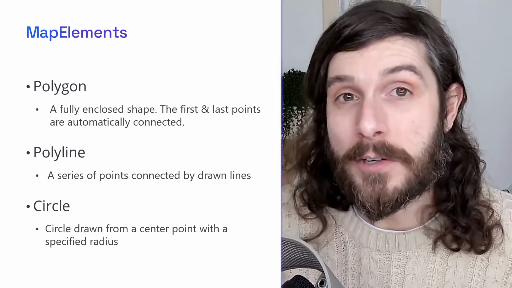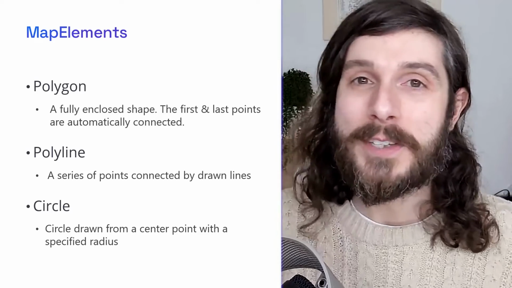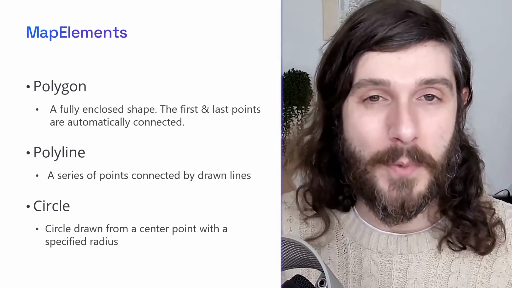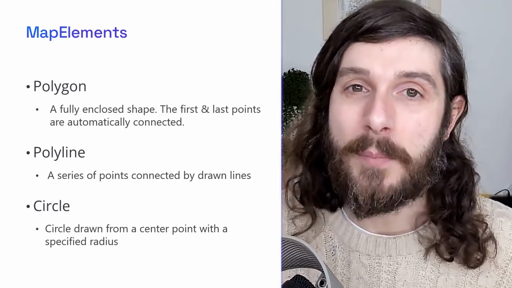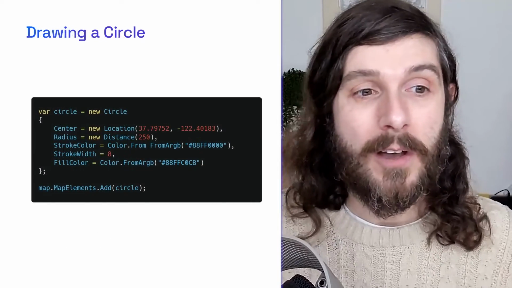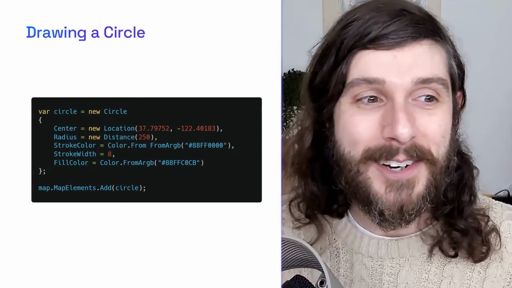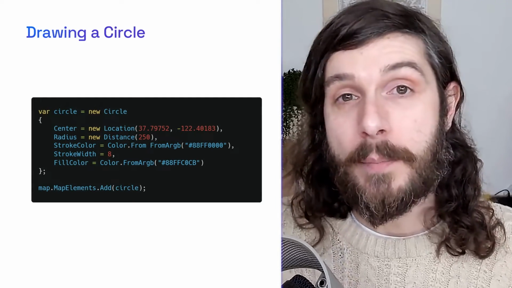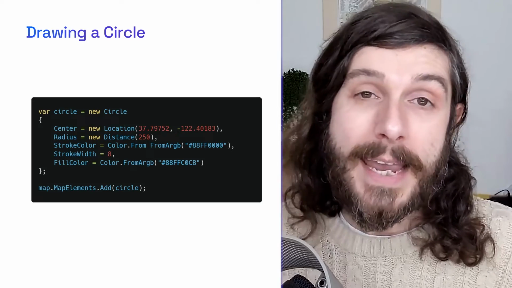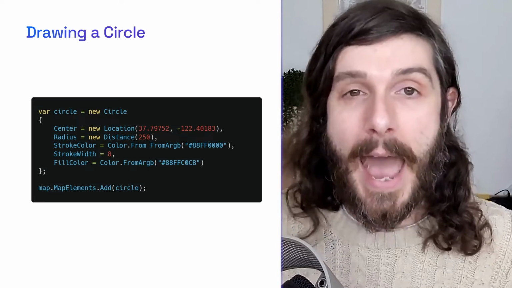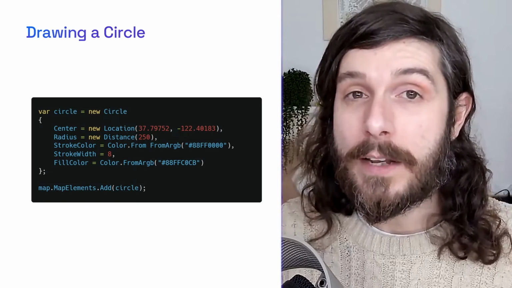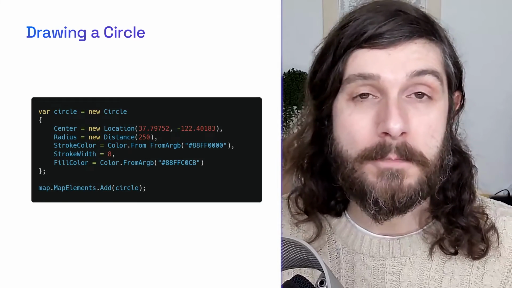And then finally is a circle. It's drawn from a center point with a specified radius and of course colors and outline colors as well. So let's take a look at an example of that circle. All you need to do is create a circle. And here you add it to the map elements. So just like polyline and polygon, you create these different elements and add it to the list of map elements that will be displayed, of course, natively using the native map controls.